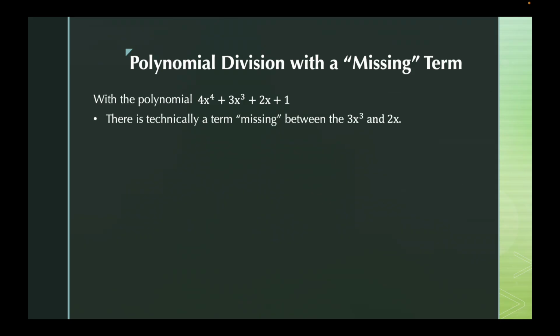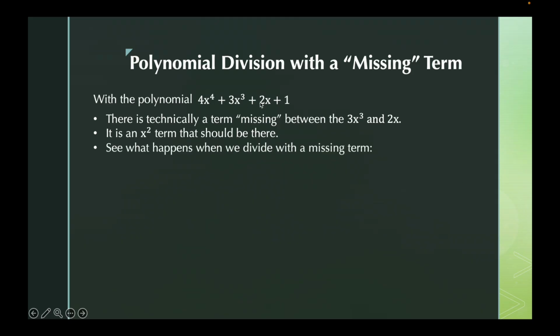Let's talk about polynomial division when you have a term that is missing, especially now that you understand ordering. With the example 4x to the 4 plus 3x to the 3 plus 2x plus 1, technically there is a term missing between the 3x cubed and the 2x. Usually, if this is a really beautiful polynomial, you would have an x squared term between the 3x cubed and the 2x. And what happens when we divide a polynomial by a binomial, in our case, when you're missing a term? Here's what it looks like.